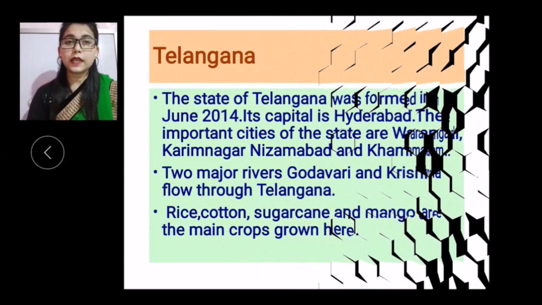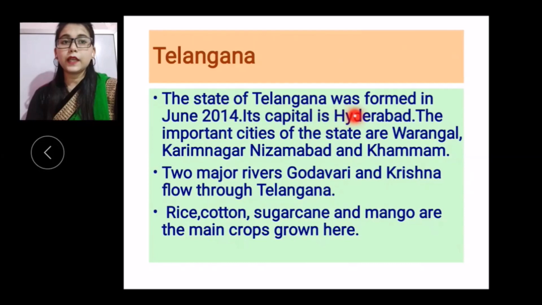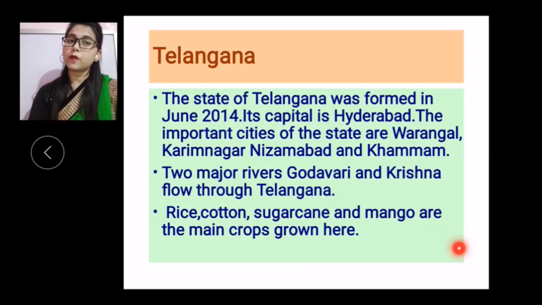The next is Telangana. The state of Telangana was formed in June 2014. Its capital is Hyderabad. The important cities of the state are Warangal, Karimnagar, Nizamabad and Khammam. Two major rivers, Godavari and Krishna, flow through Telangana. Rice, cotton, sugarcane and mango are the main crops grown here.